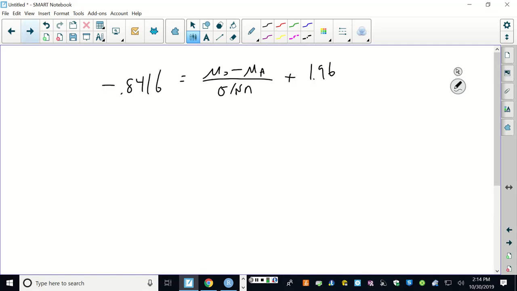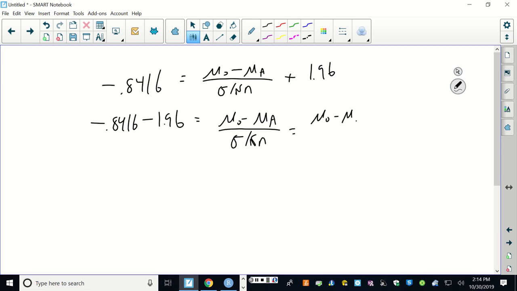If we subtract 1.96, we're getting 0.8416 minus 1.96 equals mu sub 0 minus mu sub A, sigma over the square root of n. This mu sub 0 minus mu sub A, you can pull the square root of n up here. It's kind of a double denominator, 1 over, that's it up there. So we're closer to solving than we might think, right? Square both sides.